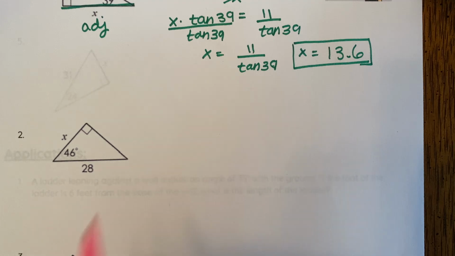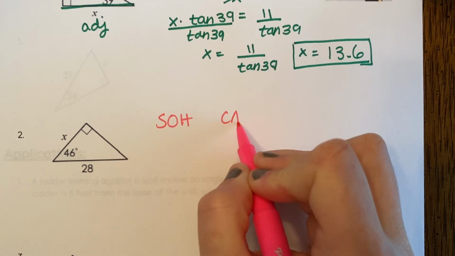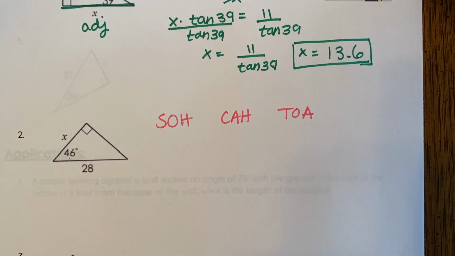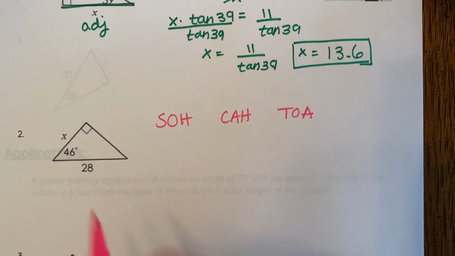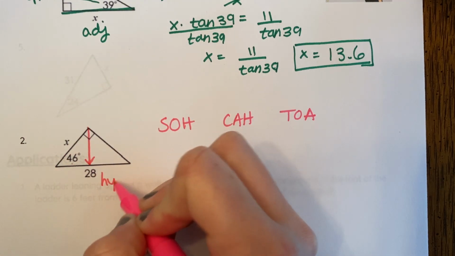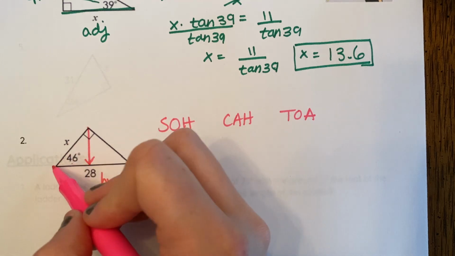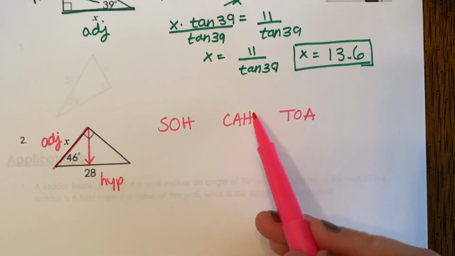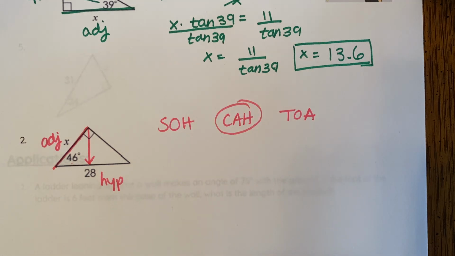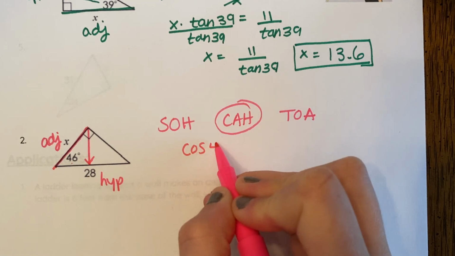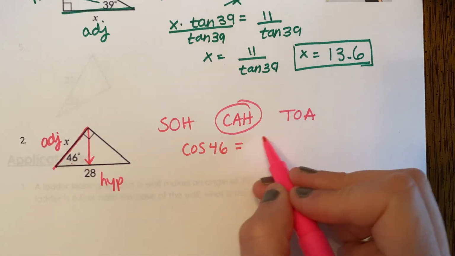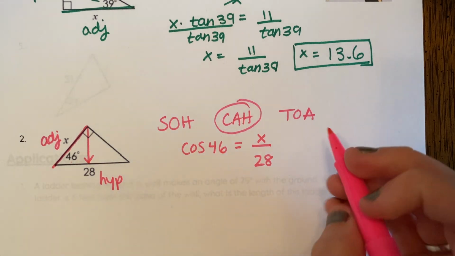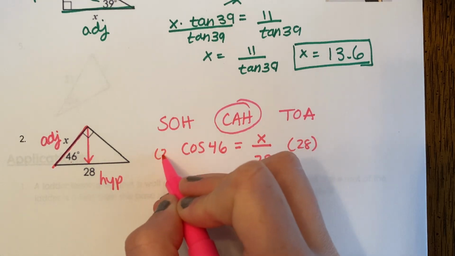Okay, number 2. So let's write SOHCAHTOA at the top again. SOHCAHTOA. All right, so 46 degrees, so it looks like we're finding a side, so we're just going to use regular trig ratios. We have the hypotenuse because it's across from the 90-degree angle, and we have the adjacent side because it's connected to the 46 degrees. So we have the hypotenuse and the adjacent, so we're going to use cosine. So the cosine of 46 is equal to the adjacent side, which is x, over the hypotenuse, which is 28.